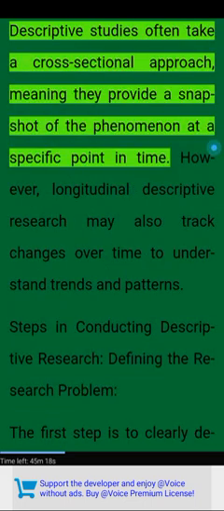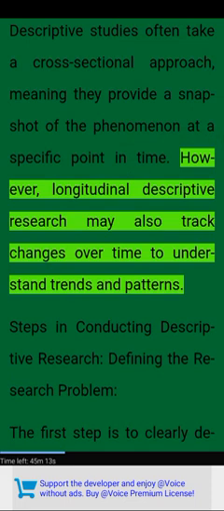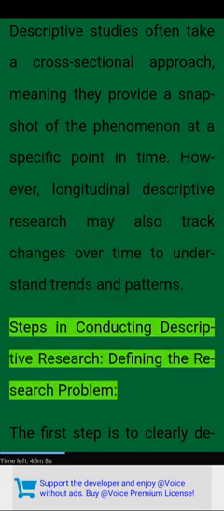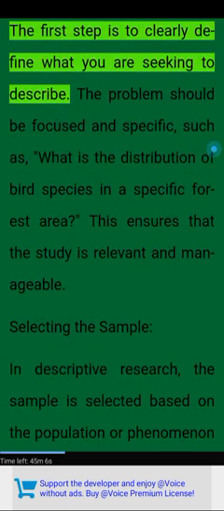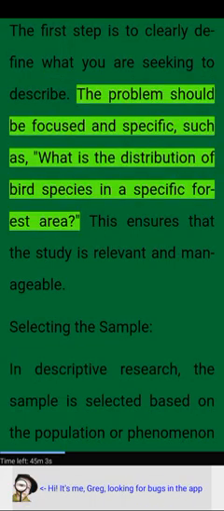Cross-sectional nature. Descriptive studies often take a cross-sectional approach, meaning they provide a snapshot of the phenomenon at a specific point in time. However, longitudinal descriptive research may also track changes over time to understand trends and patterns. Steps in conducting descriptive research. Defining the research problem. The first step is to clearly define what you are seeking to describe. The problem should be focused and specific, such as, what is the distribution of bird species in a specific forest area?